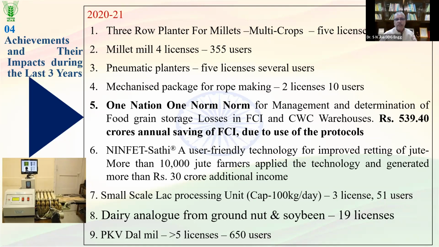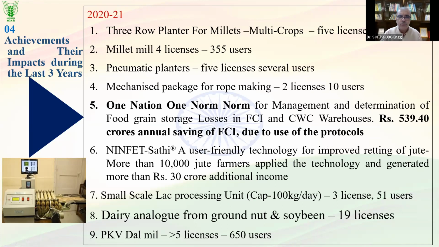We have given a method for the management and determination of food grain storage losses in FCI and CWC. FCI is saving 539.4 crores annually according to their audit report, because they implemented one norm. There were maybe around 50 court cases on FCI. All those court cases were solved using this report, our scientific study, and the recommendation and formula to calculate the storage loss and charge it to the employee or others. In fact, SATHI is a user-friendly technology for improved grading of jute.